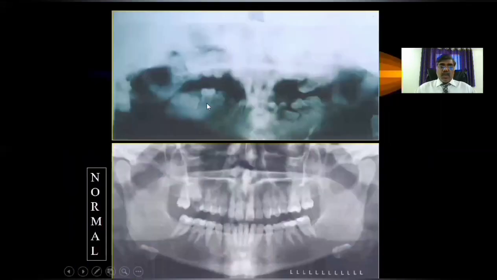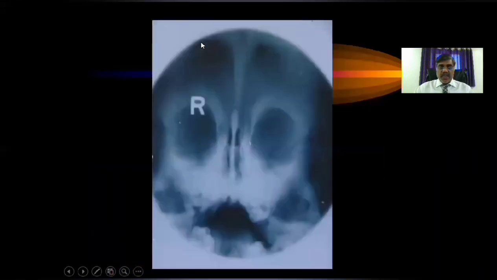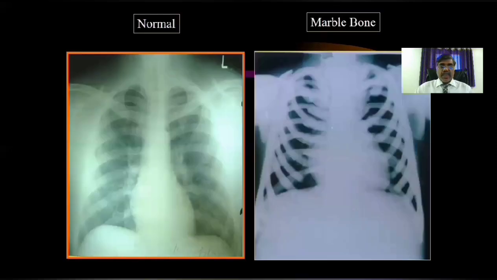So what has happened? In the panoramic radiograph, just for comparison, I have put a normal radiograph. Here you can see nothing is clear and evident. There are multiple impacted teeth, and the bone architecture is entirely affected. The entire mandible and maxilla is affected. The maxillary sinus is sclerosed, and this is a sinus view where we can see the maxillary sinus is sclerosed, and the entire bone looks more radiopaque and sclerosed.